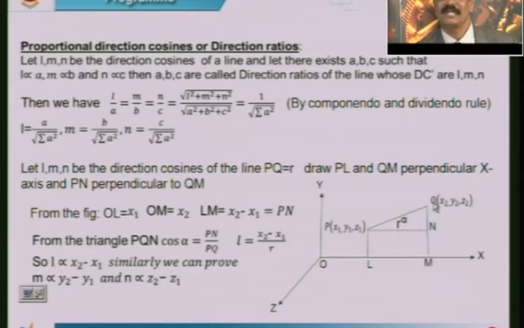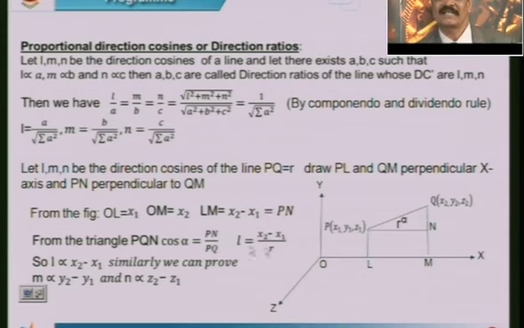In this, the point Q is x2, y2, z2, which means this distance OM is going to be x2. And the point P is x1, y1, z1, which means this distance OL is x1. So this OM is x2 and this OL is x1. I want LM, which is x2 minus x1. So PN is going to be x2 minus x1. Okay, that's enough for me.